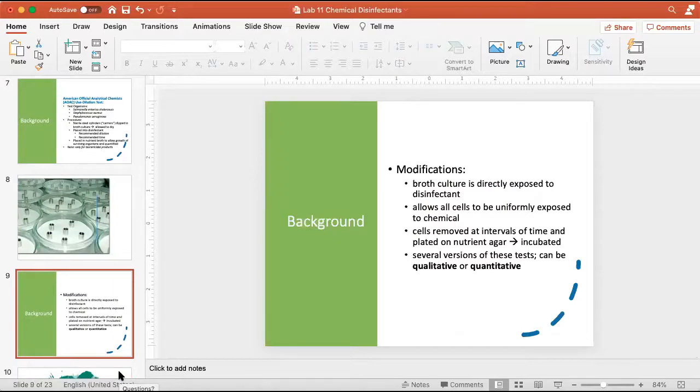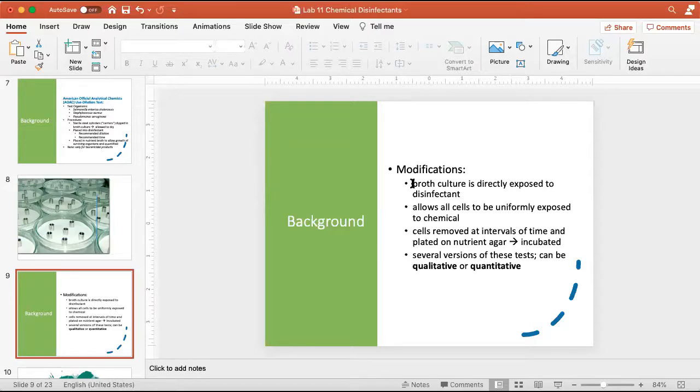Now, there are other tests. These are just two that you should be familiar with. There are several modifications, for example, to the Use-Dilution Test. Sometimes laboratories, instead of using the steel cylinders, just eliminate those. And what they'll do is they'll take some broth culture and they will literally just put the disinfectant into the broth culture and leave it for the recommended amount of time.